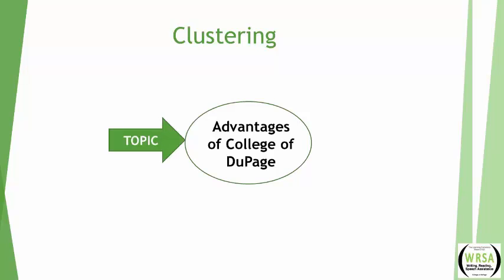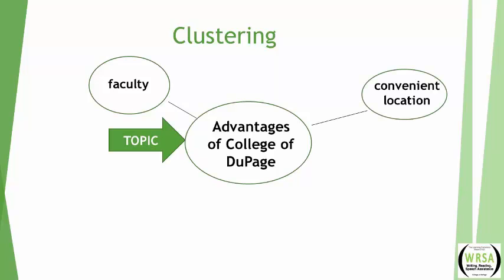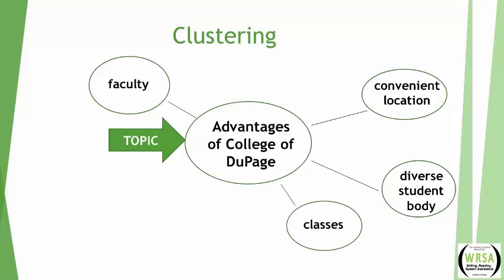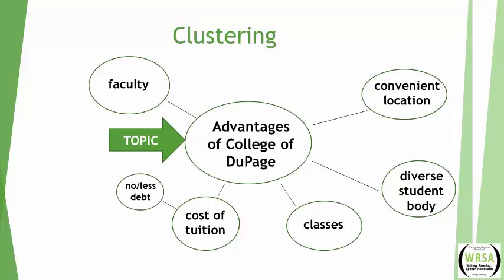Let's say one of the things that we think about immediately is the faculty. Convenient location might come to mind as well, as might diverse student body, some of the classes that are here, as well as the cost of tuition. But let's say as you come up with the idea of the cost of tuition as an advantage to attending the College of DuPage, we also think of some extra ideas. You may have no debt or less debt coming out of school. It may save you money for the long run, whatever your long-term goals are.